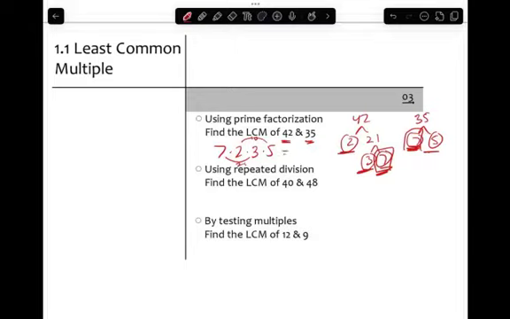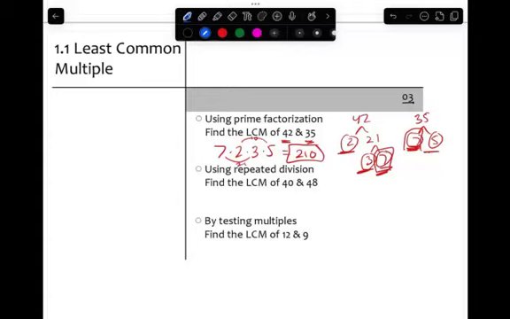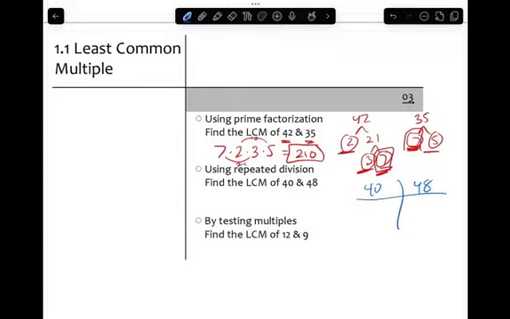Now, the preferred way to do this, or the way I would recommend, would be to set up a chart and use repeated division to find the common factors or common multiples. So if I start with 40 and 48, so here you can just start taking out common factors. It doesn't have to be the prime factors.